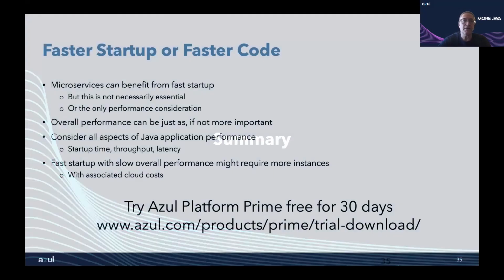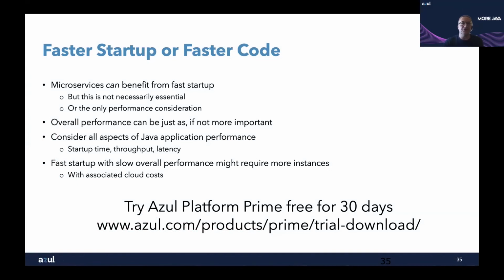Just to summarize then, basically the idea of fast startup, faster code. Microservices can benefit from fast startup, but don't think that that's the only thing that you should consider, because of course the overall performance of that microservice could be more important than how quickly you can make it available at that level of performance. So sure, microservices where you're doing functions or you're doing AWS Lambdas, startup time is the most important thing. But if you're running a service that's going to be longer running, you may well think that the overall throughput is going to be better served by using JIT compilation.